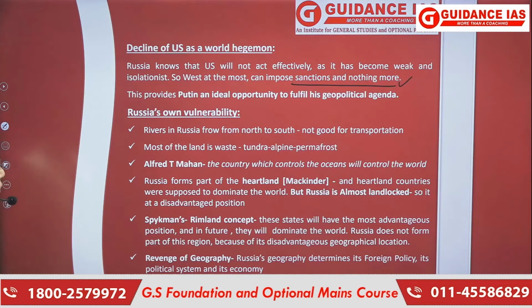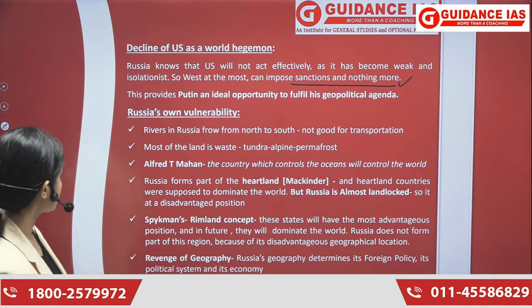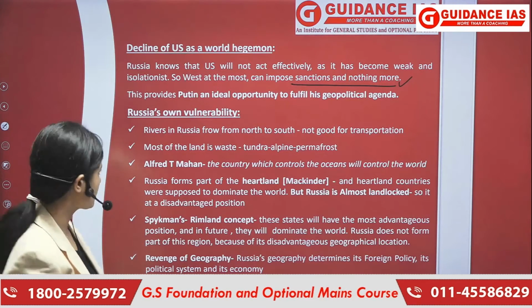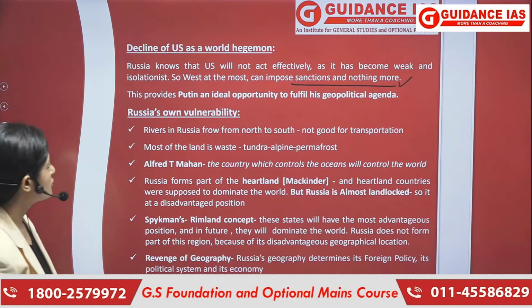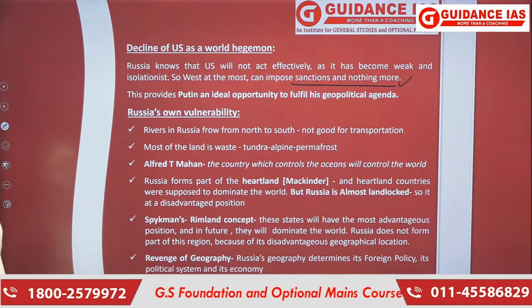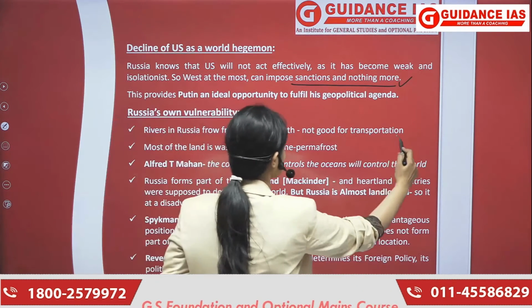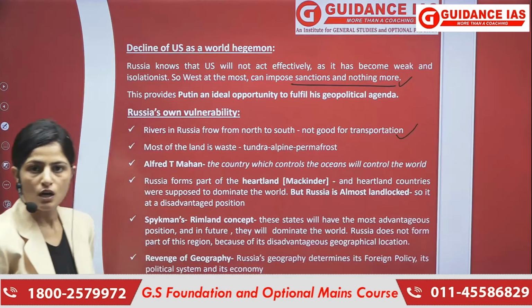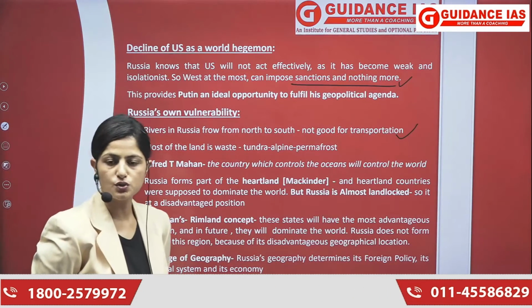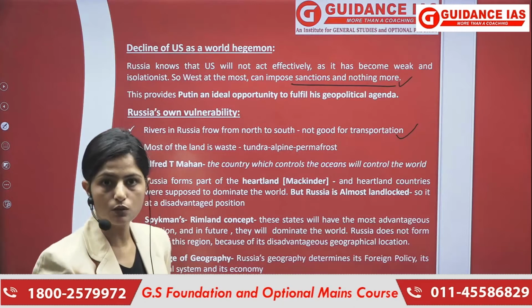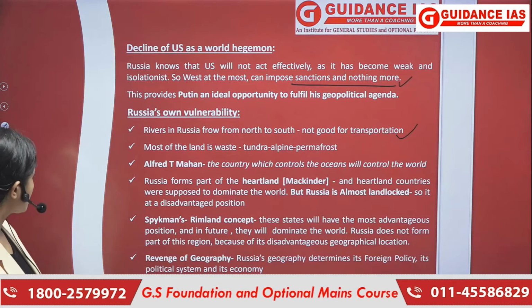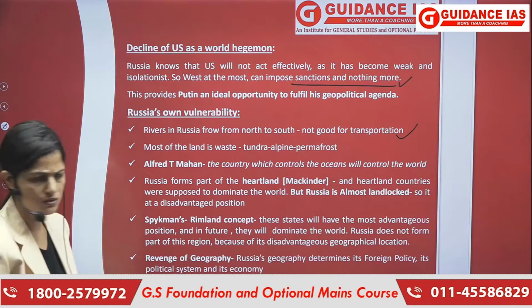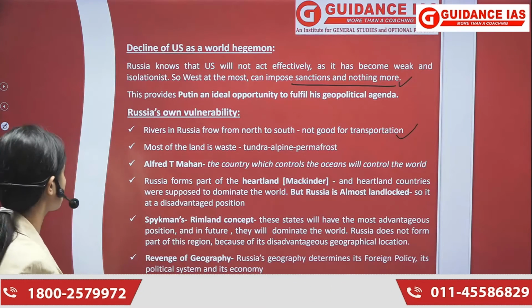Now Russia's own vulnerability. Russia के खुद के कुछ ऐसे points हैं that Russia is vulnerable at, for example, rivers in Russia flow from north to south, which is not good for transportation. That is why Russia is in a mood of aggression and wants good transportation, good and safe borders, and good trade for itself. The next is most of the land is waste, ठीक है, क्योंकि वहाँ पर बहुत ठंड पड़ती है, permafrost region है, we all know that from the geographic point of view.